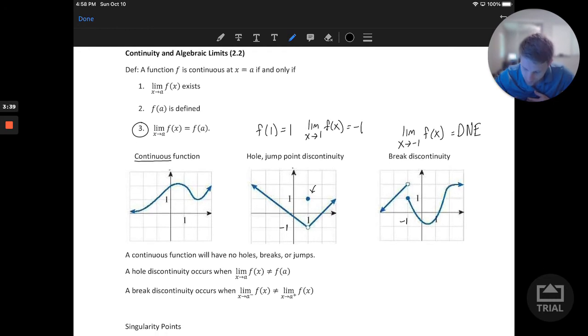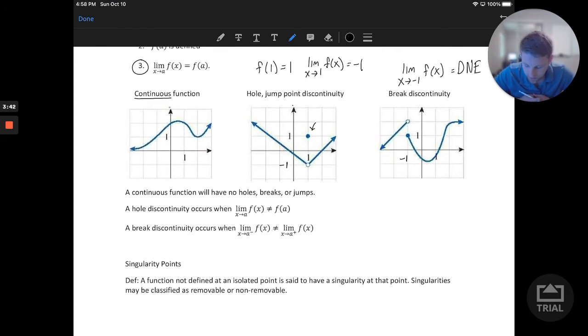So just as some results here, again, a continuous function will have no breaks, holes, or jumps anywhere on the function. In other words, we can draw that function with a continuous line without picking up our pencil. If we ever have hole discontinuities, that would mean that the functional value and the limit value at the point do not agree. And then break discontinuities would be any time where our one-sided limits from both the left and the right do not agree.